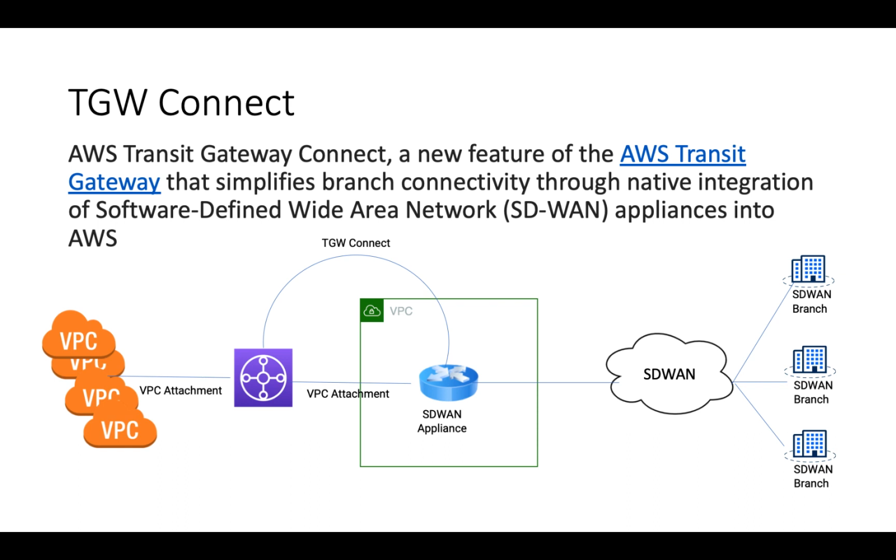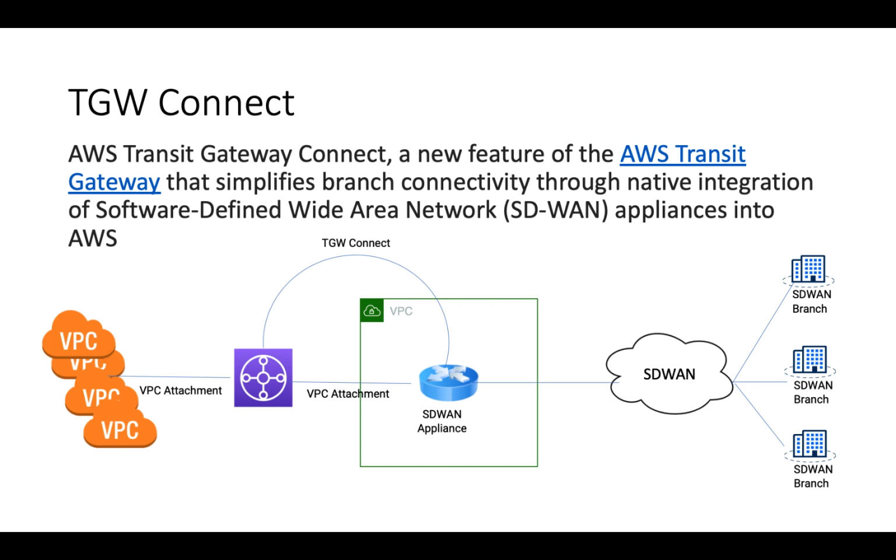In order to set up a TGW Connect, you need to first set it up as a VPC attachment. So the transit VPC gets added to the transit gateway as a VPC attachment, so that the subnets that exist in the transit VPC can get advertised to the transit gateway, and using that you can build a GRE tunnel using the private IP addresses.